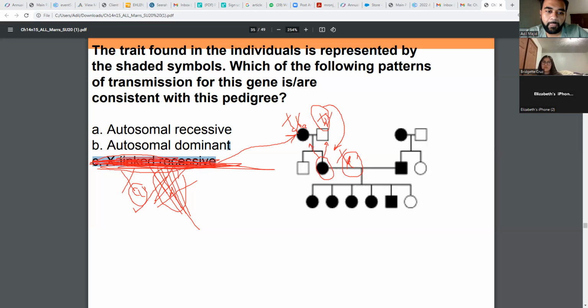Okay? So we're kind of going through and eliminating each one of these. Okay?